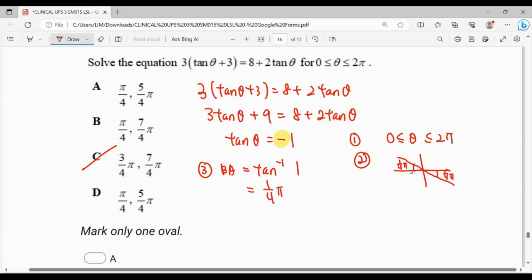So lastly, we will do rotation. We will rotate starting from 0. First quadrant we don't have an answer. Second quadrant yes, which is pi minus 1 over 4 pi. And then third quadrant we don't have. Then fourth quadrant is 2 pi minus 1 over 4 pi. So simplify this, this is 3 over 4 pi. This is 7 over 4 pi. So our answer will be C.